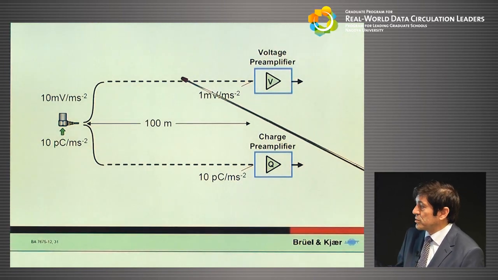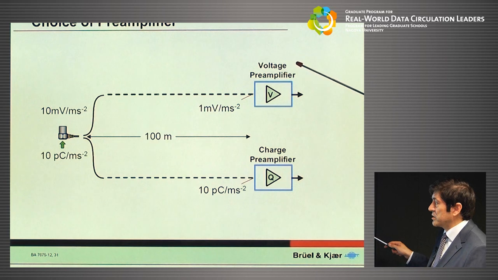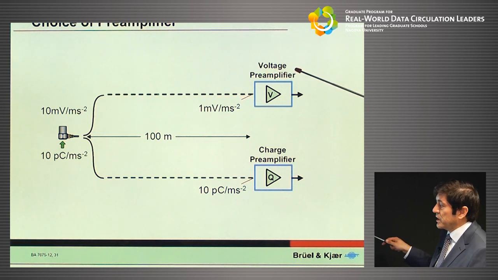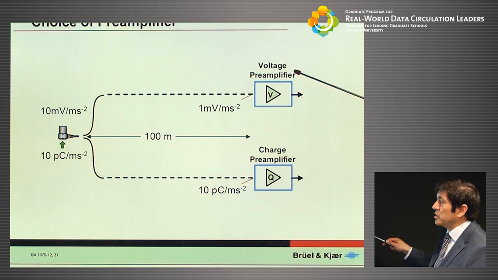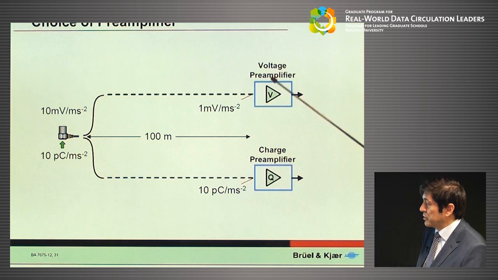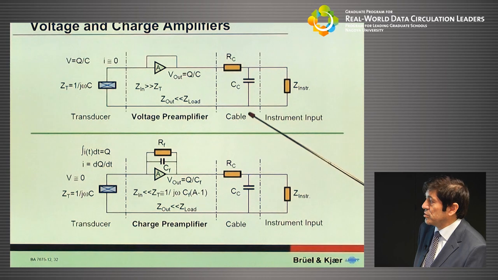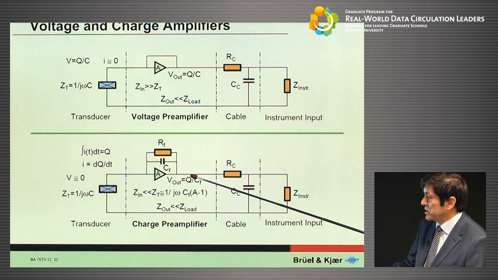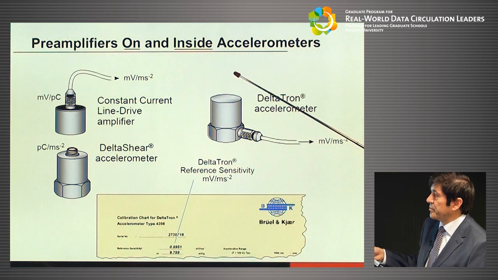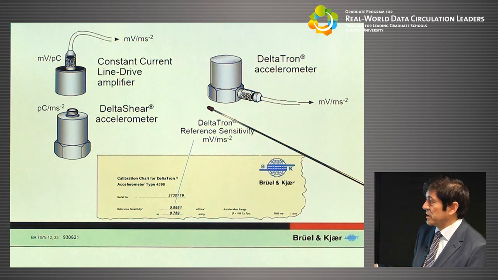In terms of sensor types, there are two preamplifiers used in practice. One of them is voltage, the other one is charge amplifier. Voltage amplifiers are affected by the length of the cables. That's why it's not preferred. We generally use charge amplifier in experimentation. And the electronic circuits of voltage amplifier and charge amplifier are given here. What's the distinction between them? These are preamplifier types. Most of the time, the preamplifier is attached to the sensor inside. You can see a sensor having an embedded preamplifier.